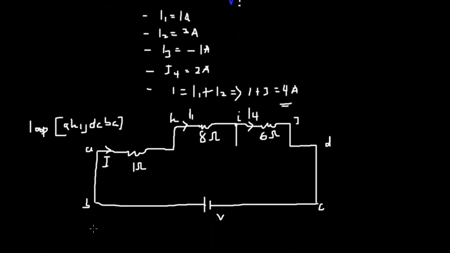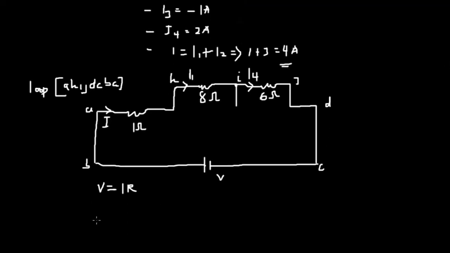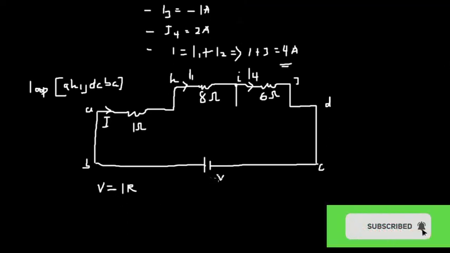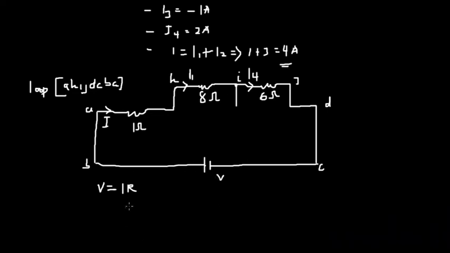We know that V equals IR. This is from Ohm's law. So let's do that for the entire circuit. This current is moving in this direction, so that's the positive direction. Our main V is equal to the current over here, 1 ohm multiplying I, plus, again moving in the positive direction, 8 multiplying I1, plus 6 multiplying I4.